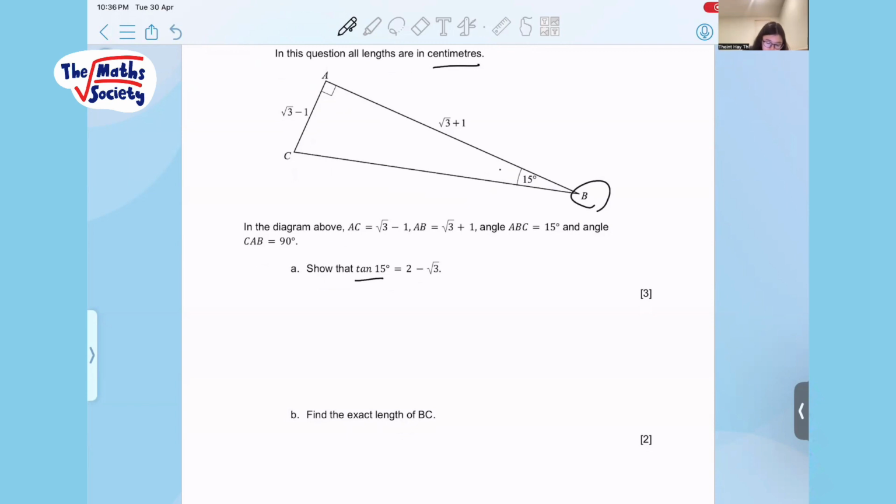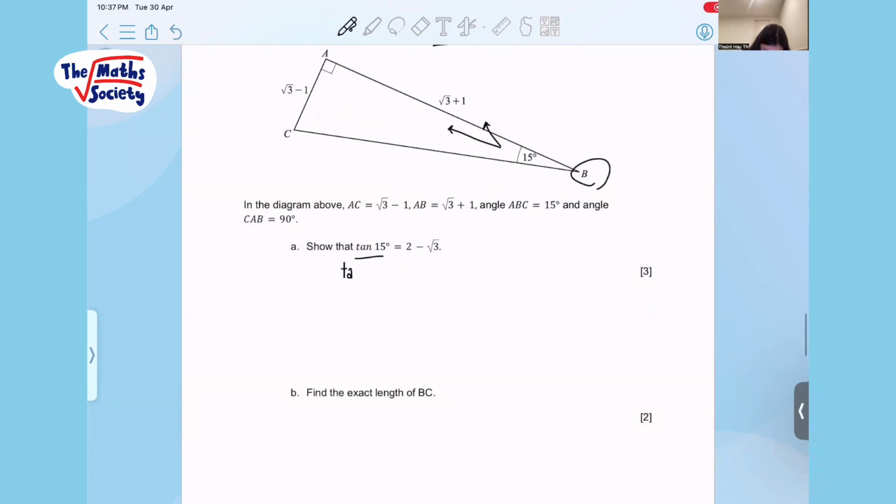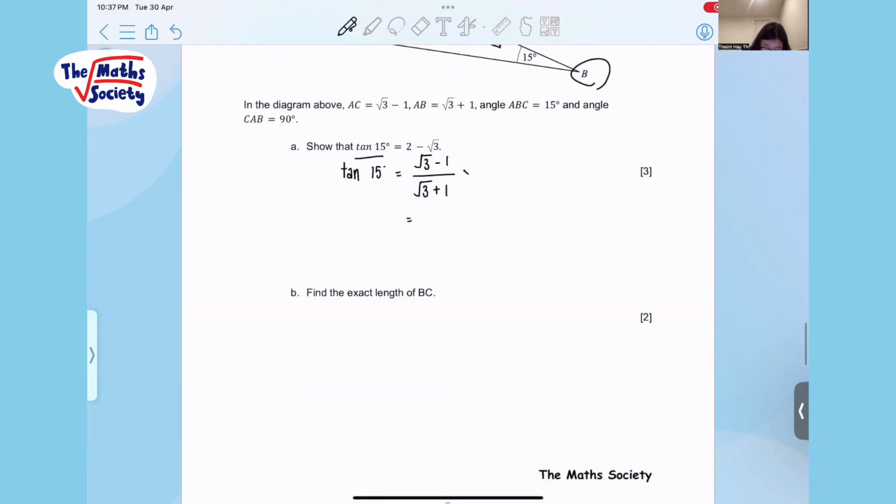So we know that tangent is O by A, which is here, and then here. So we just know that tangent 15 is going to be equal to O by A, which is root 3 minus 1 by root 3 plus 1. So we just need to multiply by its conjugate, which is root 3 minus 1 by root 3 minus 1. And then it is going to be 3 minus root 3 minus root 3 plus 1 by 3 minus root 3 plus root 3 minus 1.